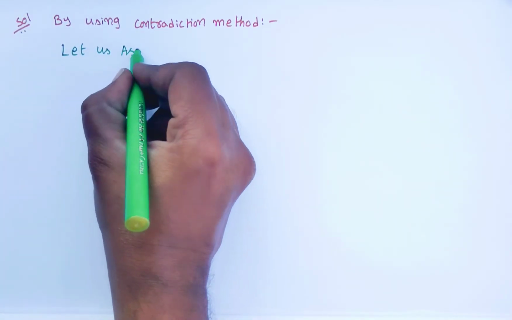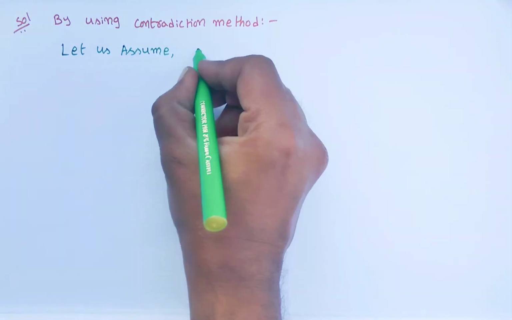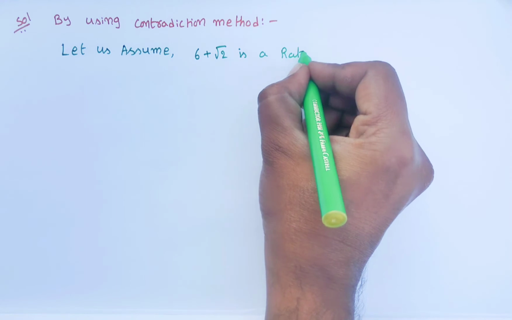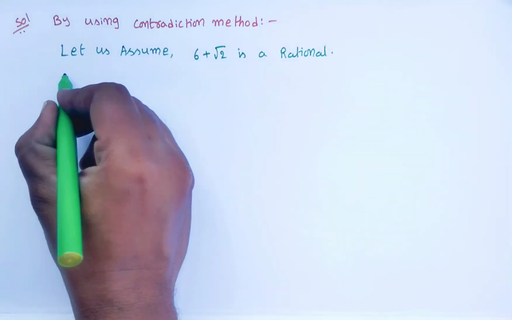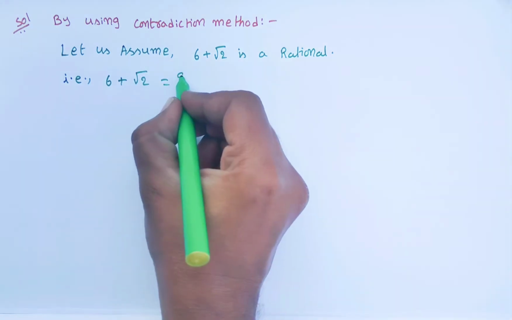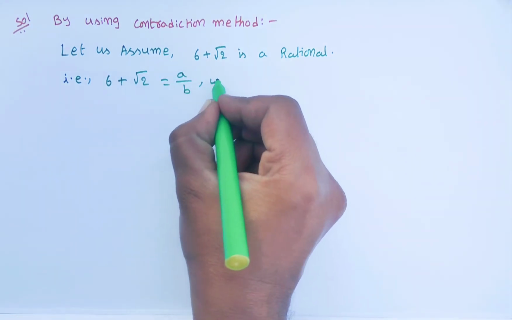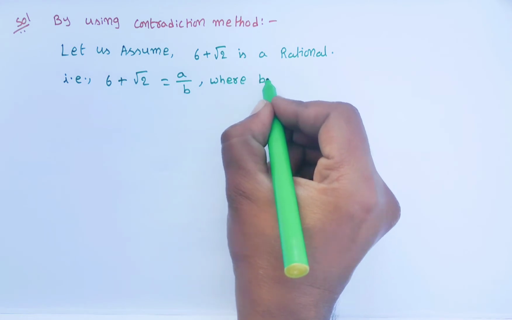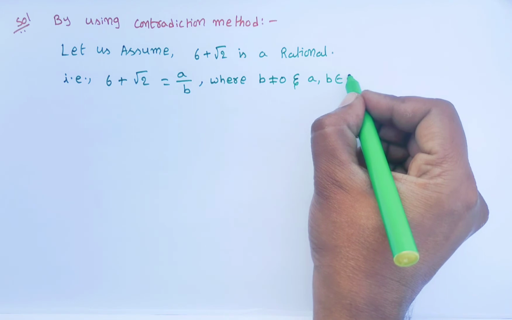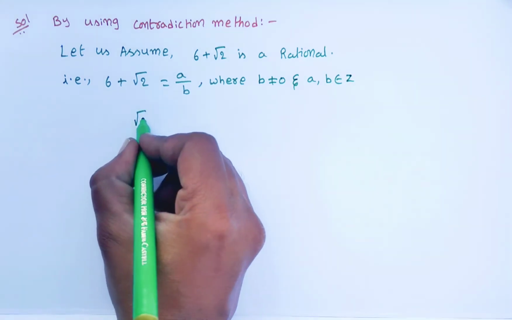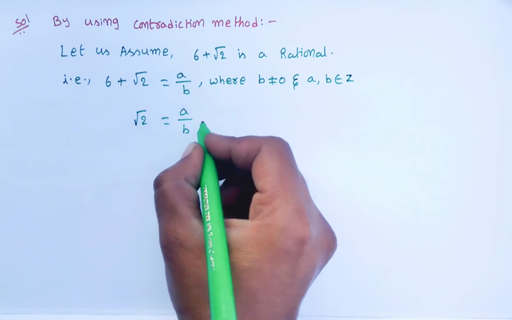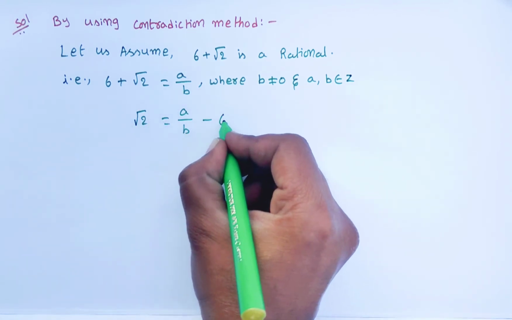Let us assume 6 plus root 2 is an irrational number, but our assumption here is that 6 plus root 2 is a rational, that is, 6 plus root 2 equals a by b, where b is not equal to 0 and a, b belong to integers. So root 2 equals a by b plus 6 transposed to the right side, we get it as minus 6.